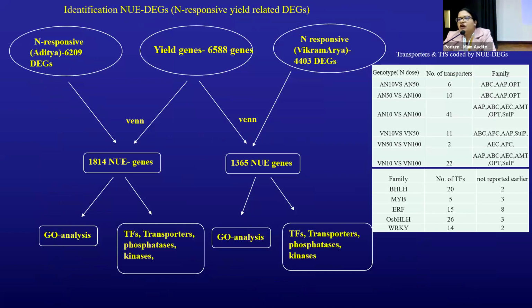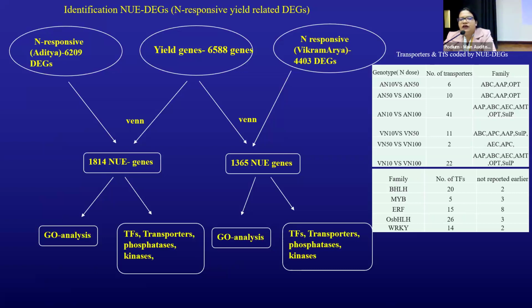Now, the main purpose of our work is this: thousands of genes are available in the literature and databases for nitrogen use efficiency, and they claim these are nitrogen use efficient genes. But we developed, in 2021, a paper on a novel pipeline for shortlisting important candidate genes for NUE. Following that methodology, we searched for yield genes in the literature and databases, and found 6,588 genes which are yield related.